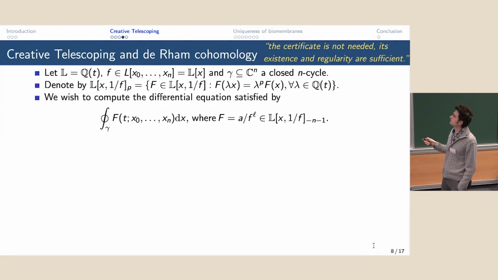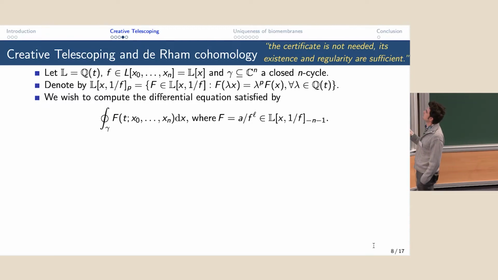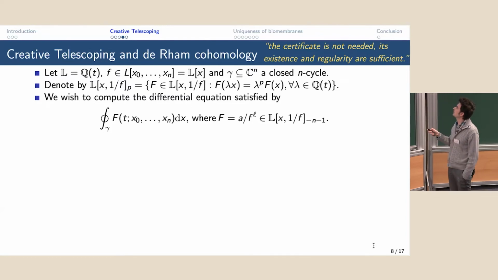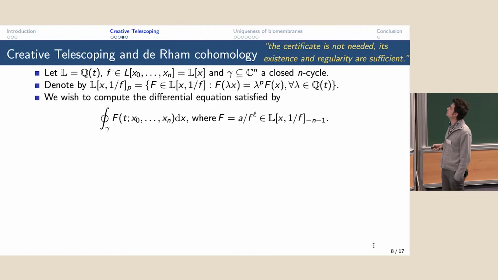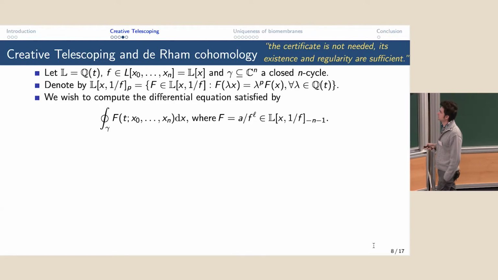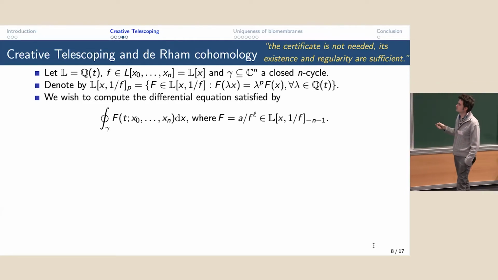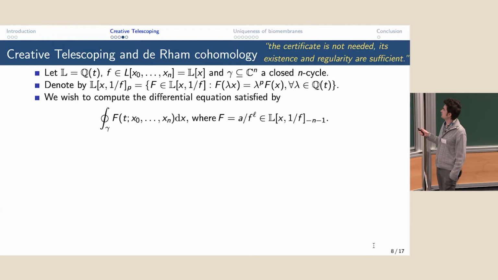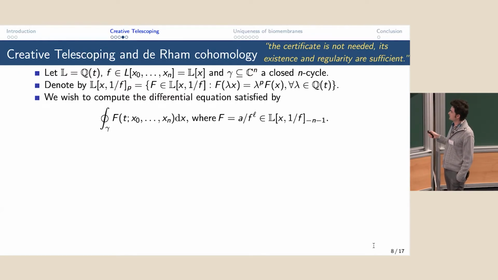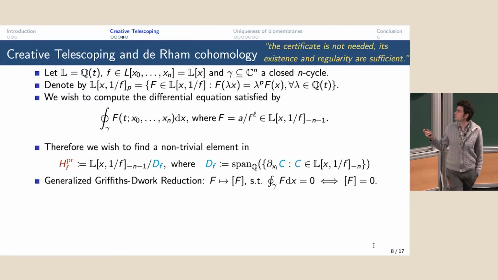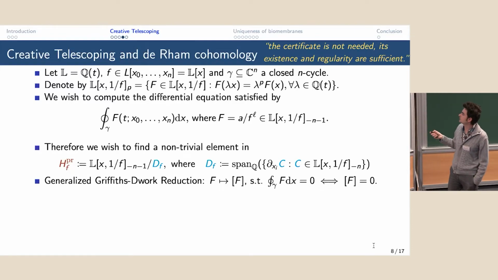So we have a function. Now I will assume that it is homogeneous. So this is the space L with the parameter t in the variables x, and also it can have some denominator of homogeneous functions of degree p. And also we are given this closed cycle gamma, which we will integrate. And we wish to compute the differential equation satisfied by this, where f is given like that, where this function f is square free.